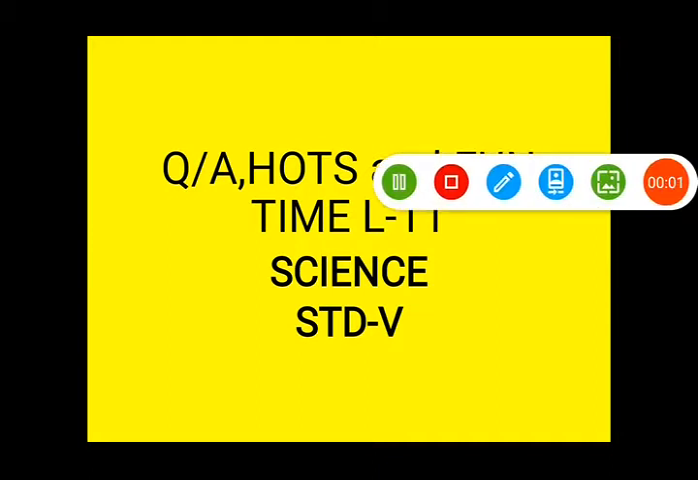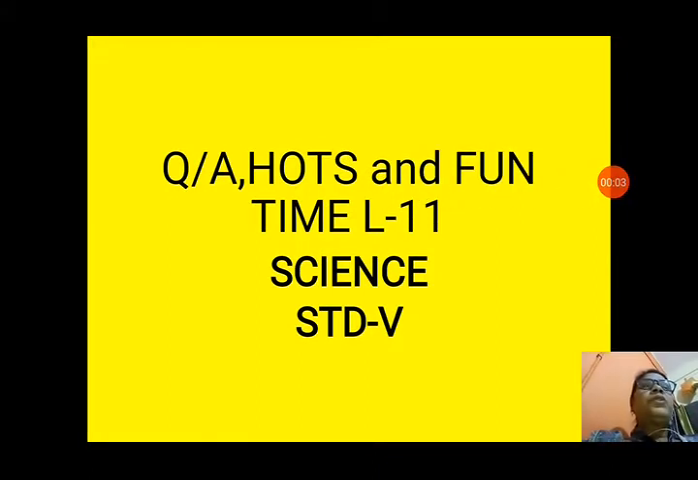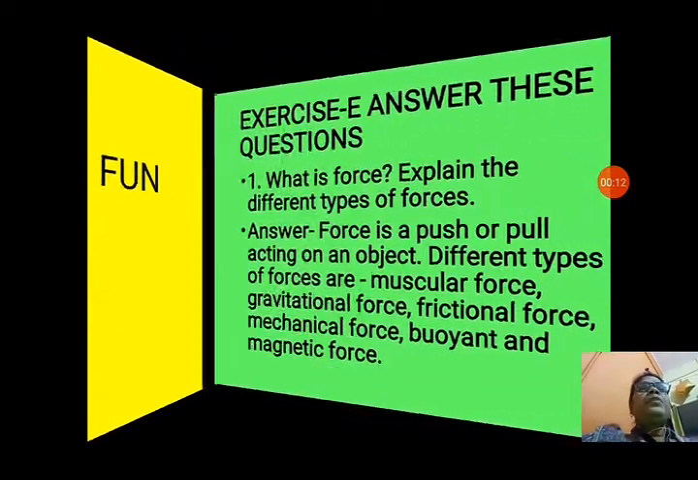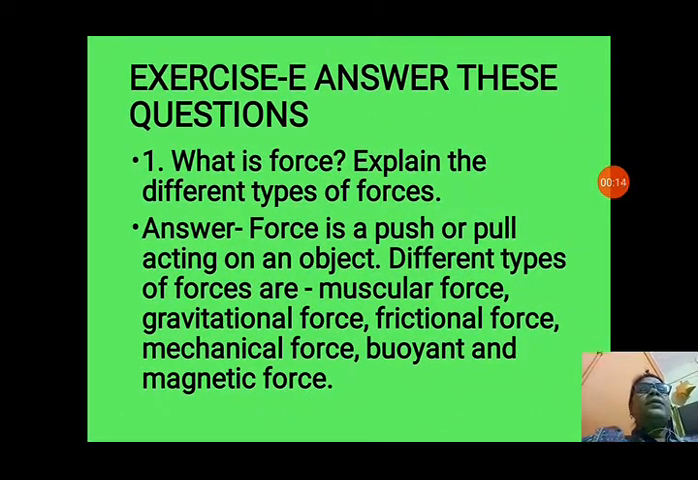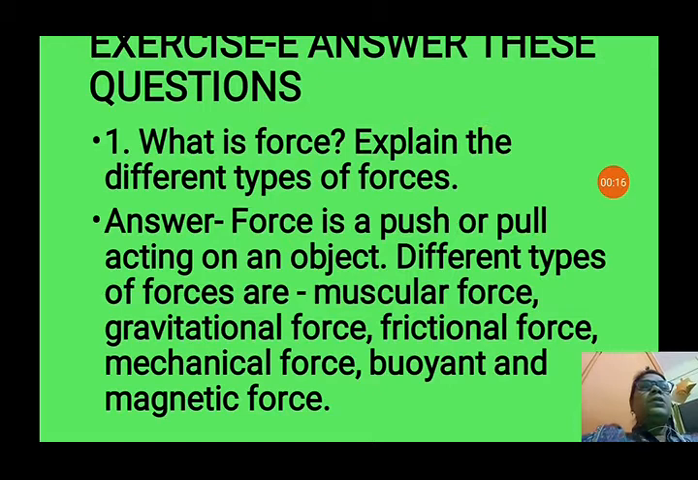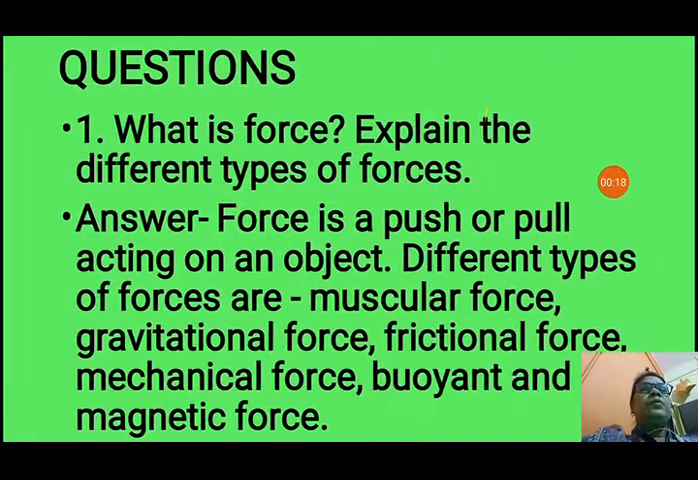Standard 5 students, today we will see the HOTS and question answers and Exercise E answers in this chapter 11, Force and Energy. So let us see about this chapter. Exercise E, answer these questions. First we will discuss this page.